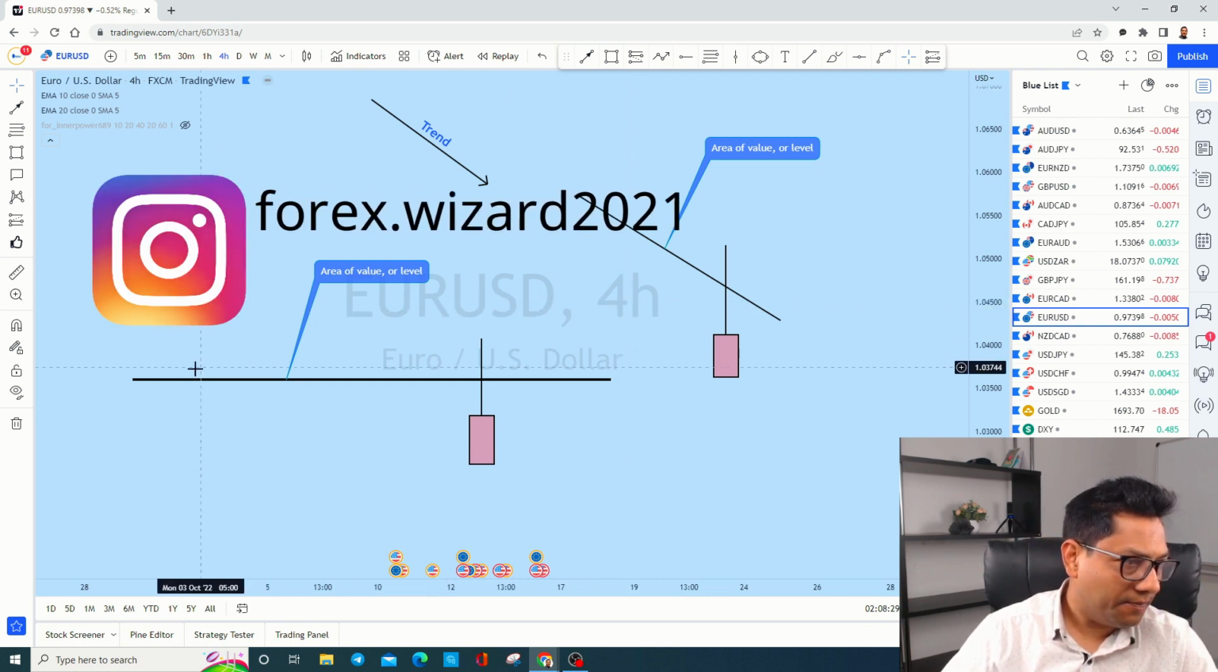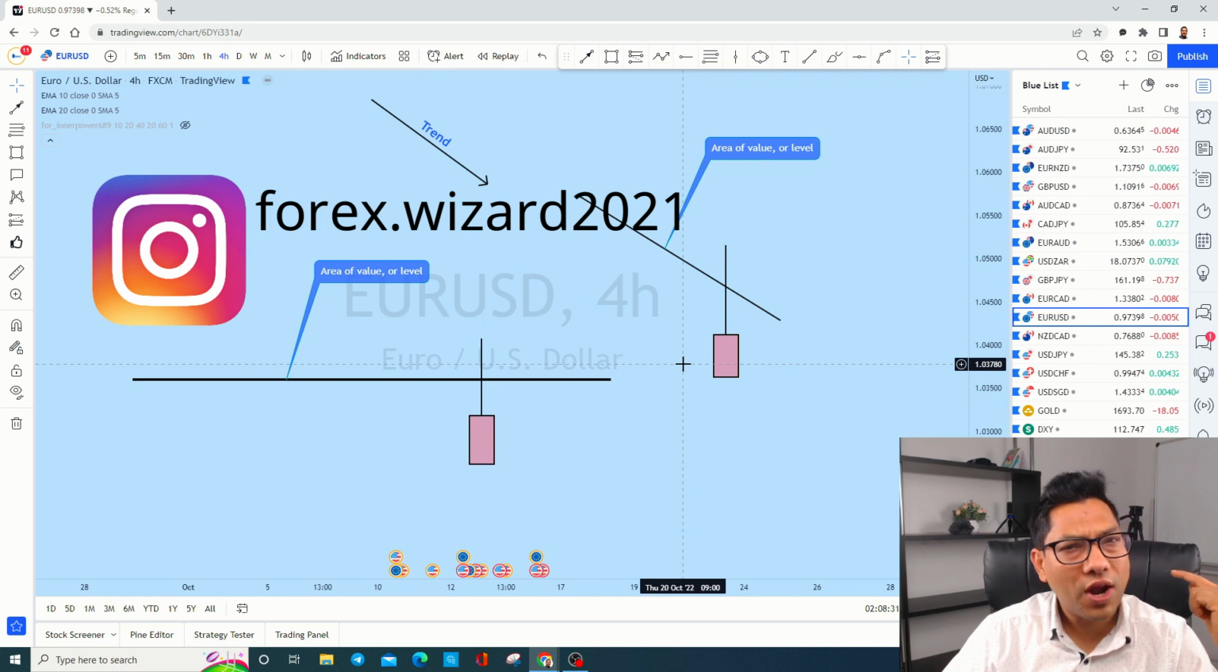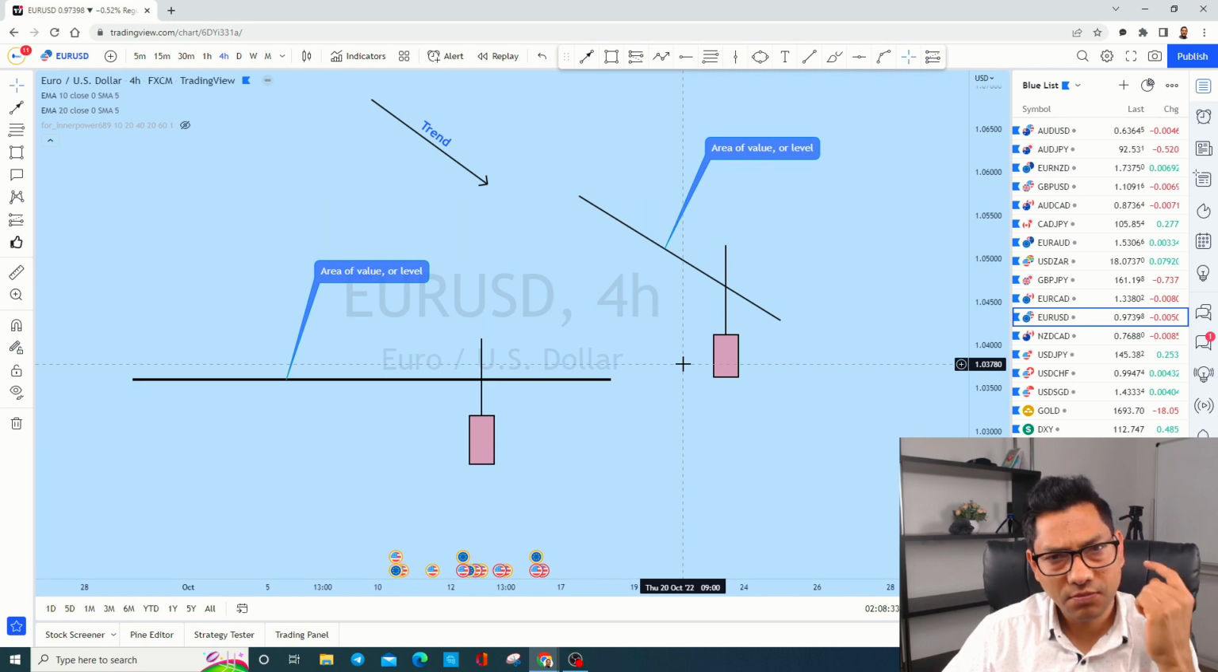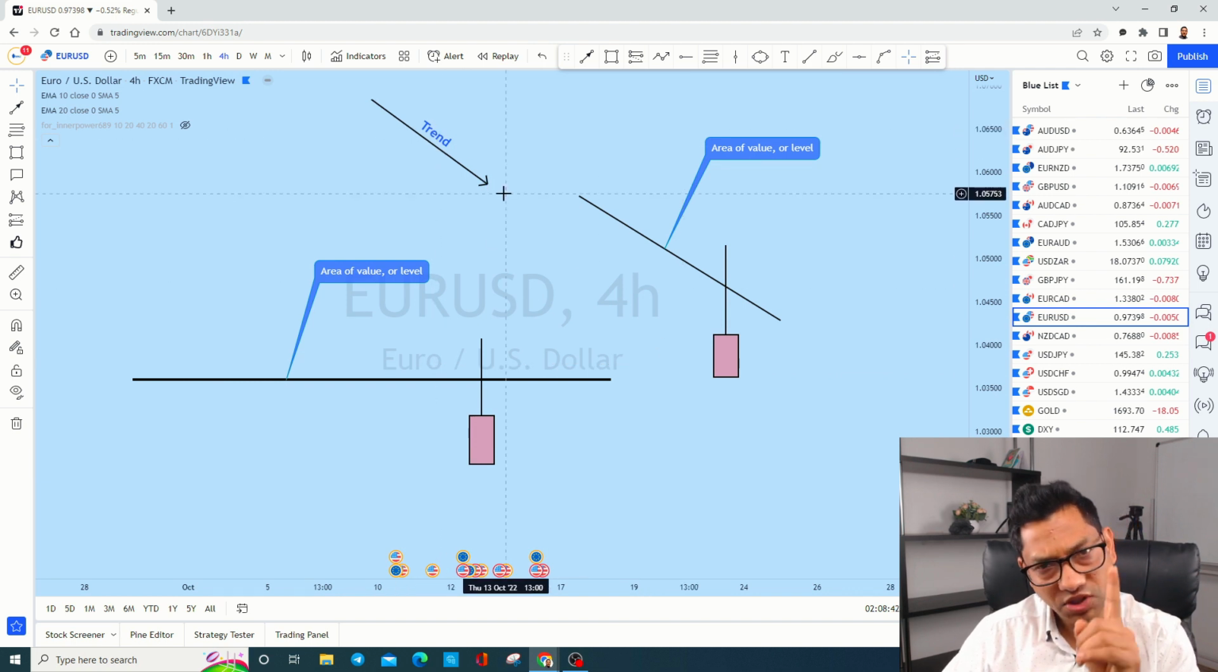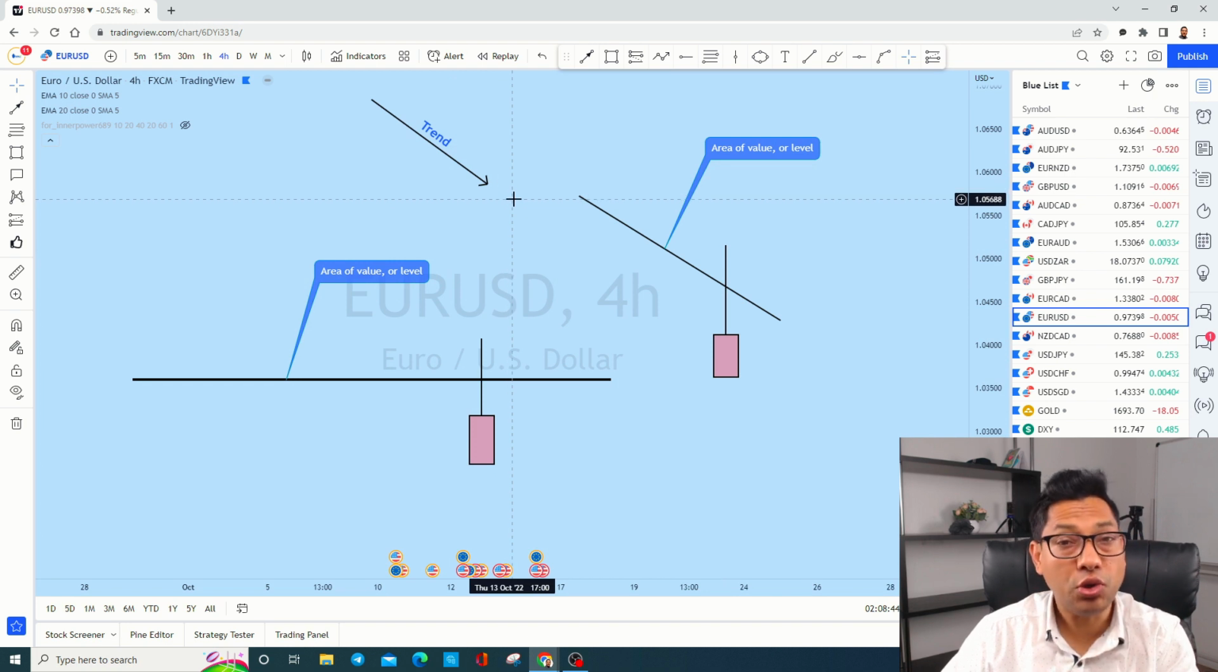Look at this one here. You see there is a level. So what do you need to do first thing when you look at the chart, look at the market? Find out the major direction of the trend. This is the first thing you keep in mind. I'll show you how you can find that trend.